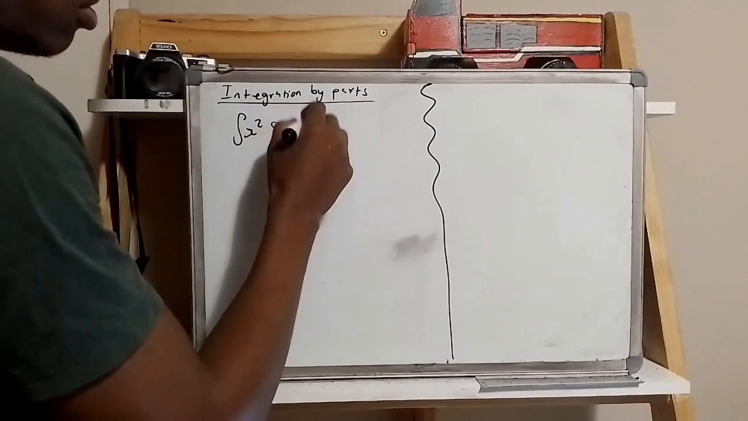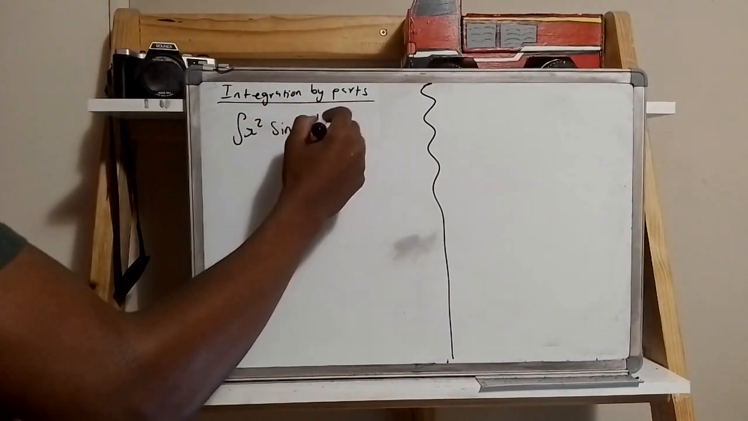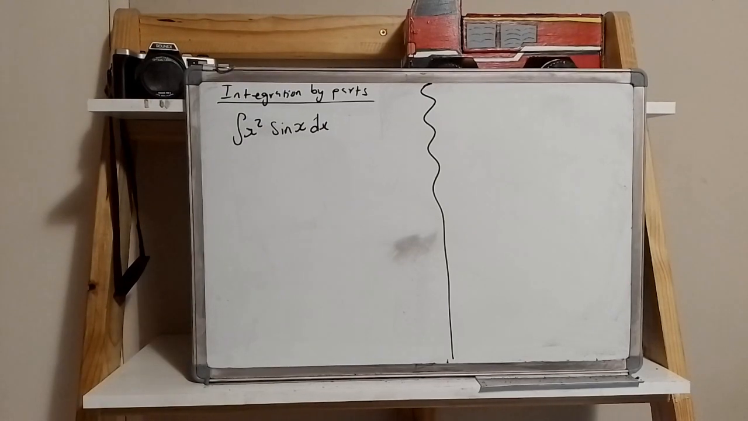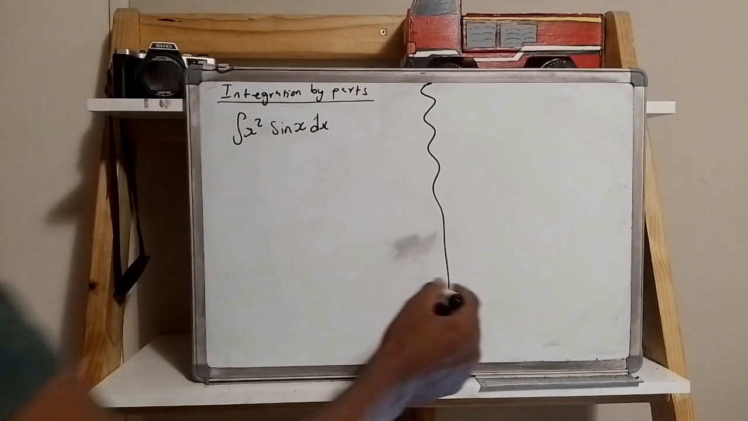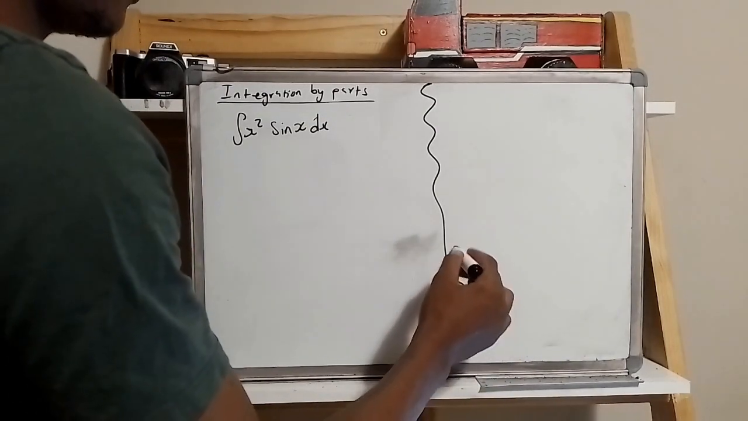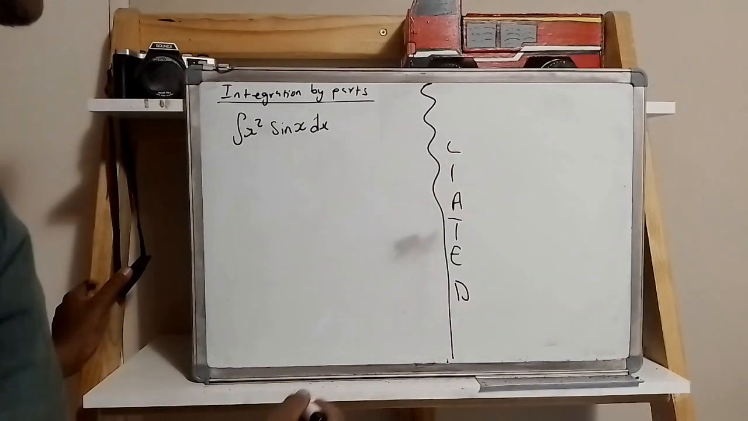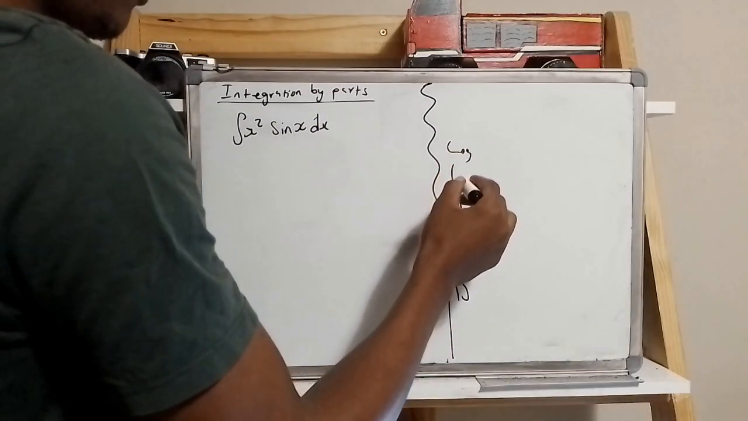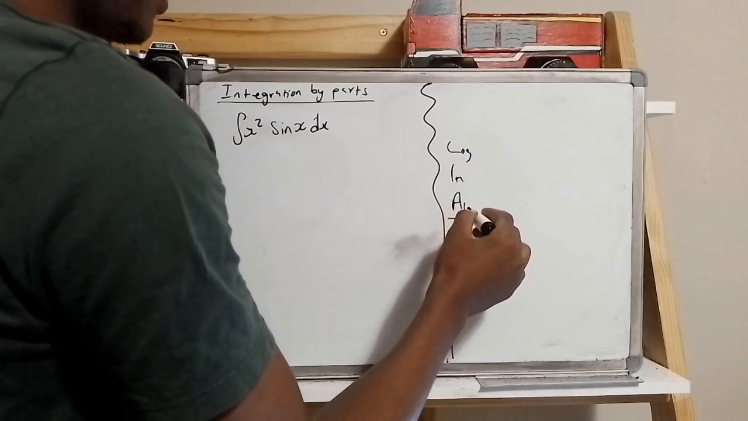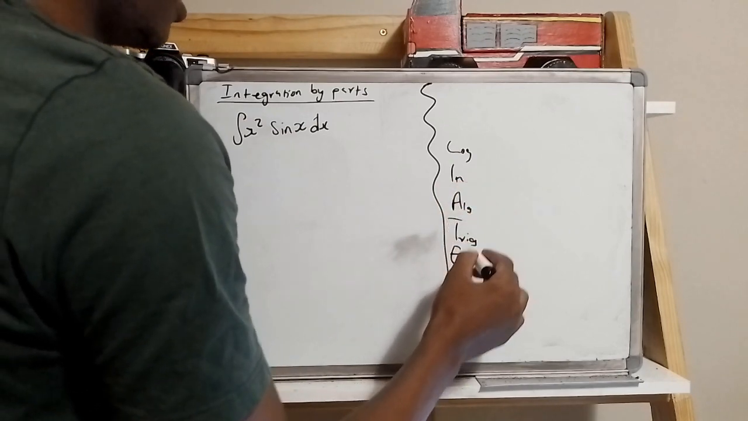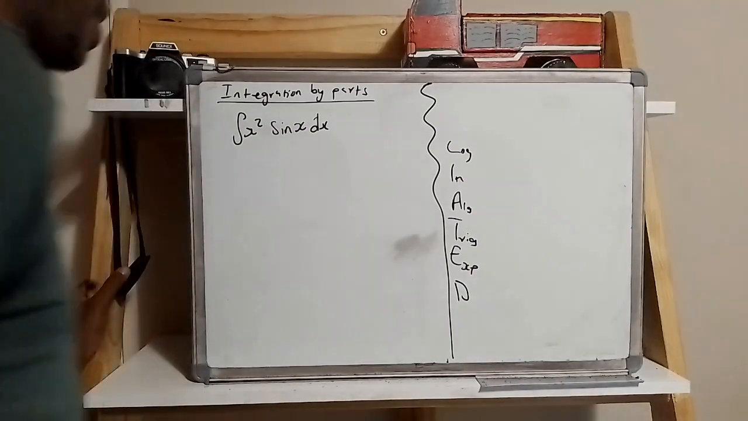We are required to integrate x squared sine x dx. Now, remember the easiest method that we use, the DETAIL method. Simple, we'll just say DETAIL here. And we know that this represents log, lim, algebra, trig, exponents.